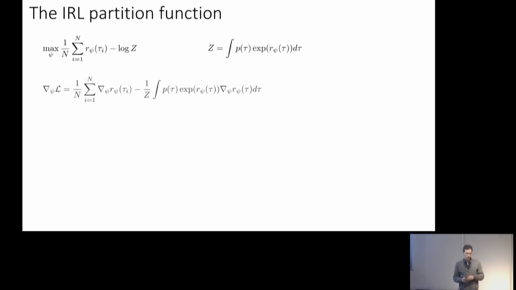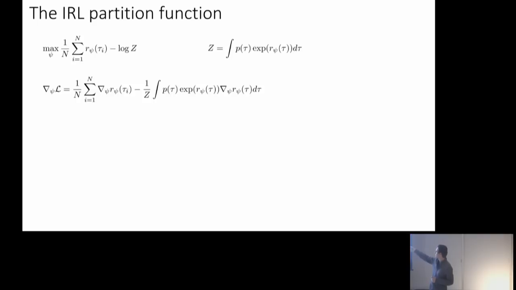Exactly. So we need to do something a little more clever. We can't just sum together all possible trajectories. So what we can do is, first, calculate the gradient of this thing. Let's just use differentiation to compute the gradient. The gradient of the first term is very easy. It's just the derivative with respect to psi of r psi.